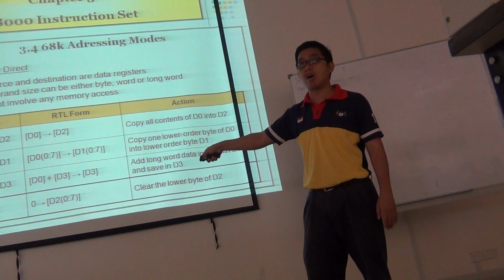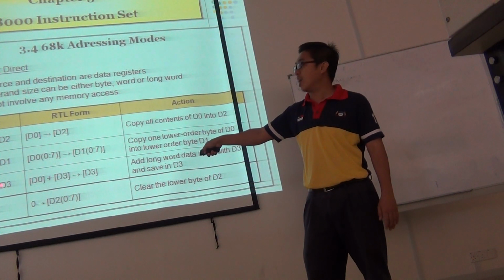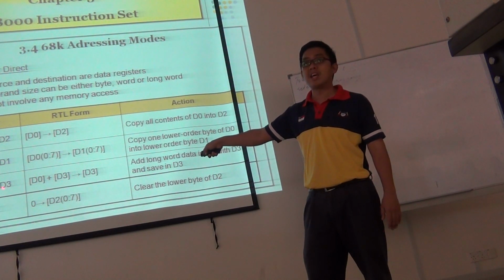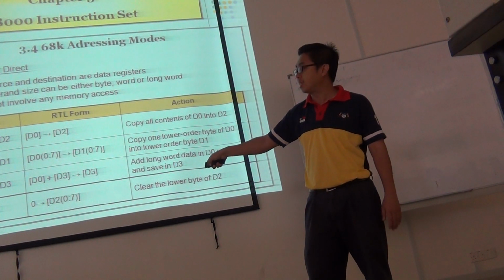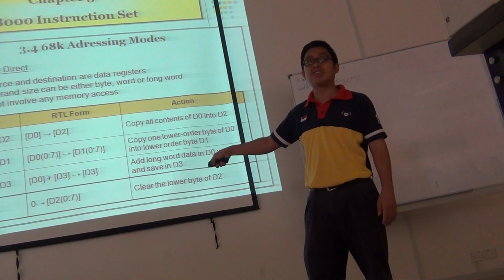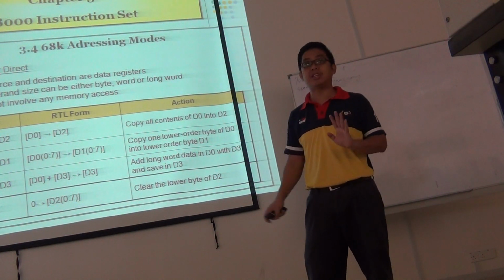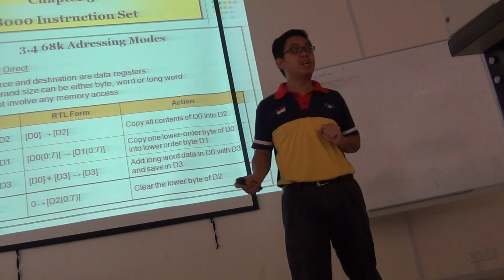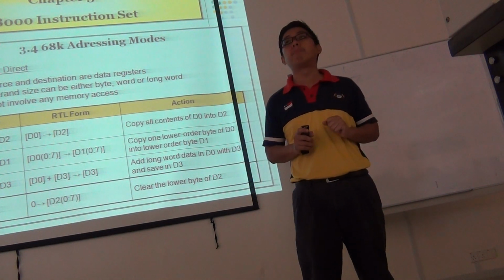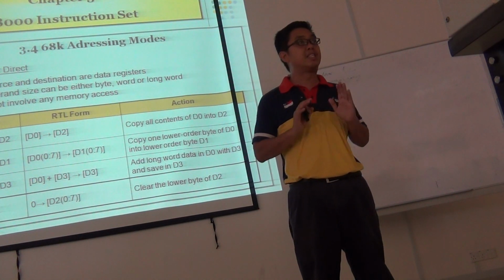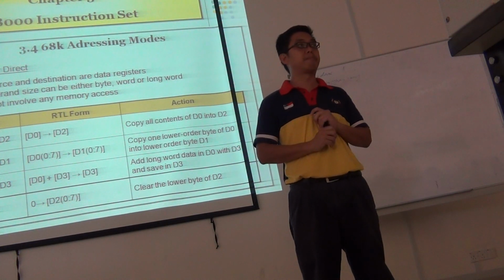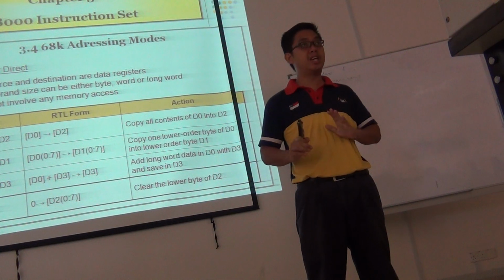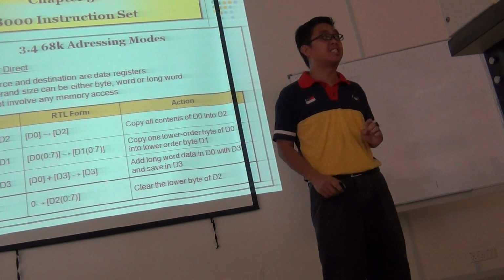Next one is add.long D0, D3. You are going to add the data inside D0 with the data in the D3 register, and the final answer will be saved over here in D3. Clear.byte D2, you are going to clear anything in data register number 2 for byte only, 8 bits. So if you look at this table, the commands are only applicable for data registers only. D0 or D1 or D2 or D3 up to D7. Okay, that is the meaning of data register direct.